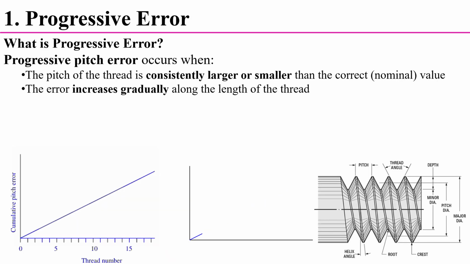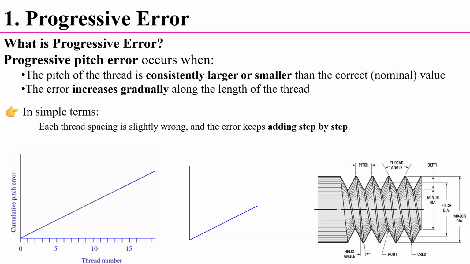Next, we will discuss the progressive errors. Progressive pitch error occurs when the pitch of the thread is consistently larger or smaller than the correct or nominal value, and this error increases gradually along the length of the thread.